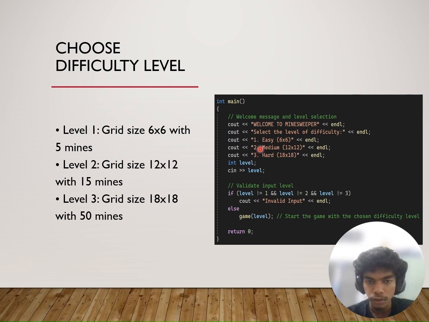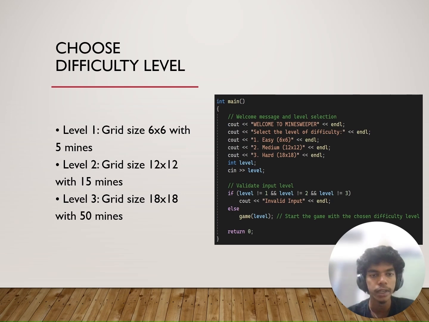So if the level is 1, for example, it is the easy version, which is a grid size of 6 cross 6, with 5 mines in total. So out of 36 cells, there will be 5 mines, and similarly for level 2 and level 3. And in case the level is not 1, 2, or 3, if the user inputs 5, for example, then it is taken in this case, and in that case, invalid input will be displayed.